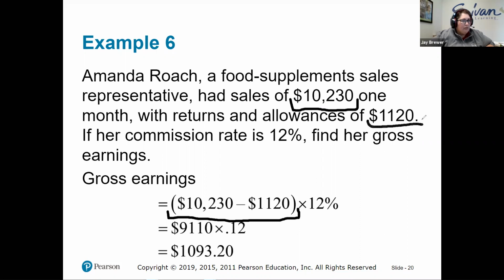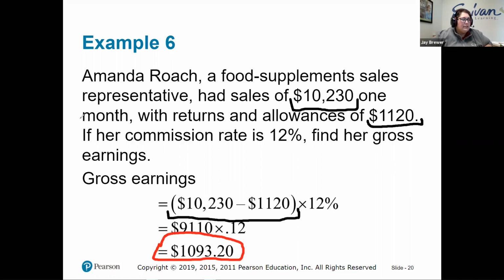subtracted out the allowances. Now, the allowances could have come from unhappy customers that she sold food supplements to, and so they returned it. She could have given out some discounts to make the sale, so that would have been chunked into that. And then once they found that difference, they multiplied by the decimal version of the 12%, and they have a total of the money that Amanda is taking home.